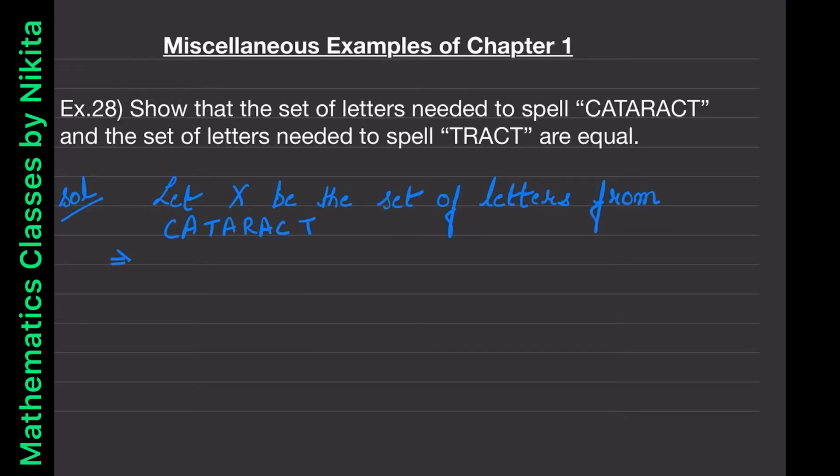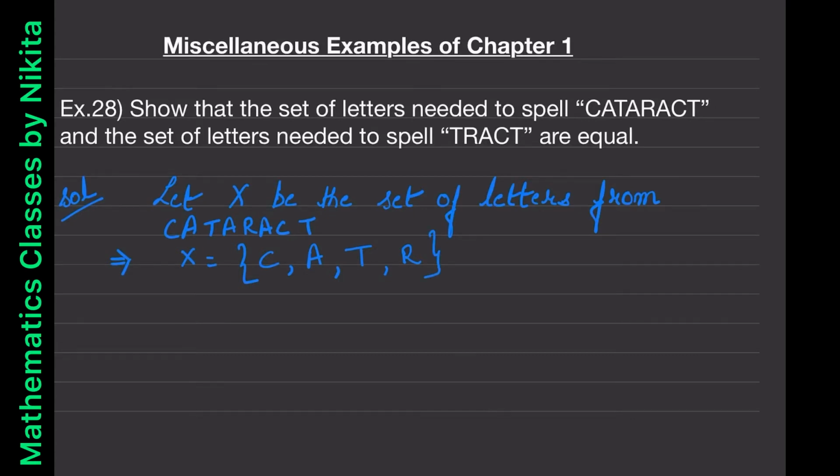So this implies what is X. Now I told you whenever you write your set, repetition is not allowed and order is immaterial. Okay, so order is not important. So therefore your X is equal to, first we will have C, then the letter A, then T, then A is already there, then we will have R, then A is already there, C is already there, T is already there. So this is your X.